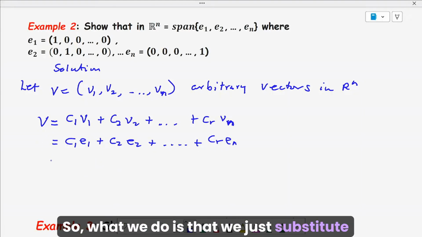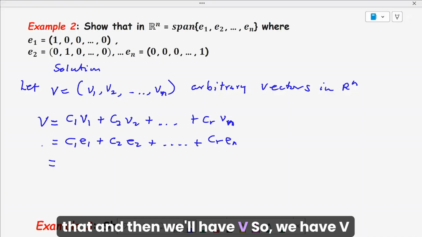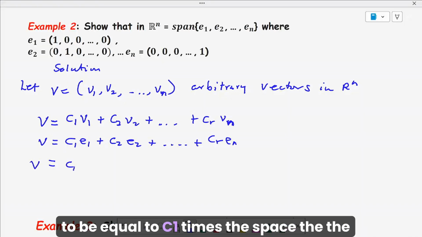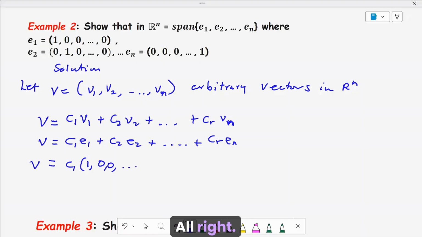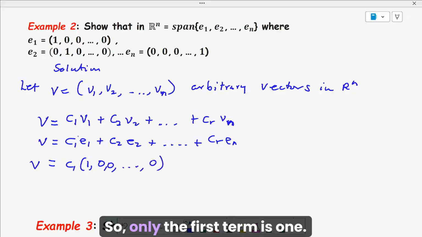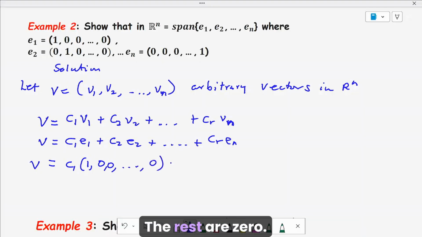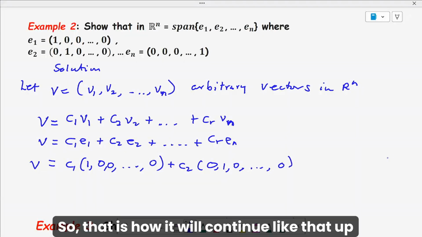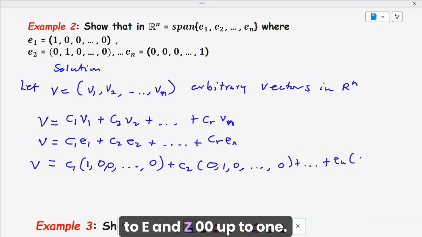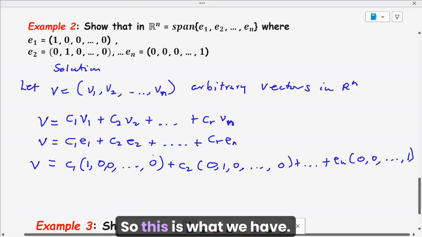So what we do is substitute that and then we have v equal to c1 times the vector given to us, that is 1, 0, 0, up to 0, so only the first term is 1 and the rest are 0, plus c2 times 0, 1, 0, up to 0, and it continues like that up to en, 0, 0, up to 1. So this is what we have.